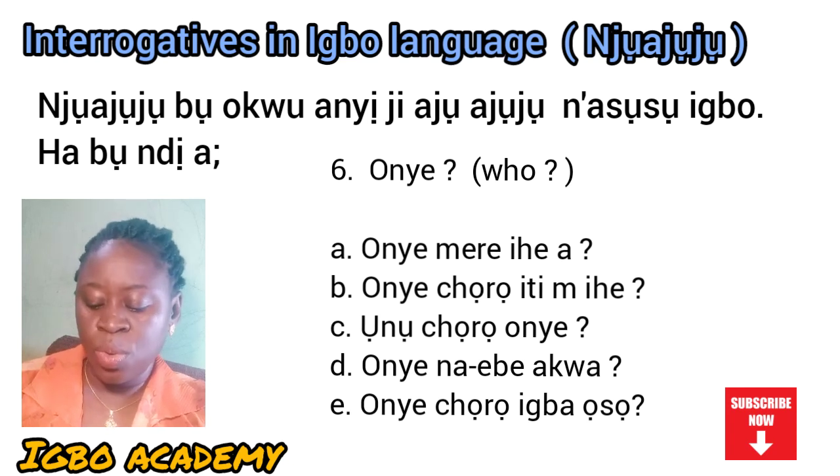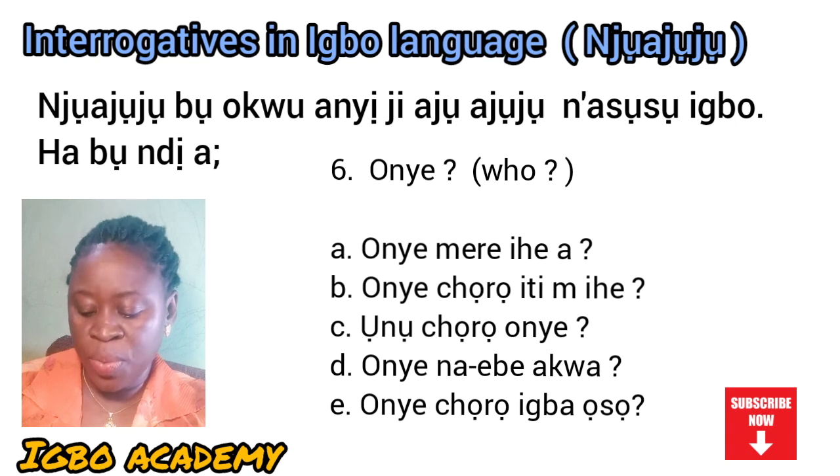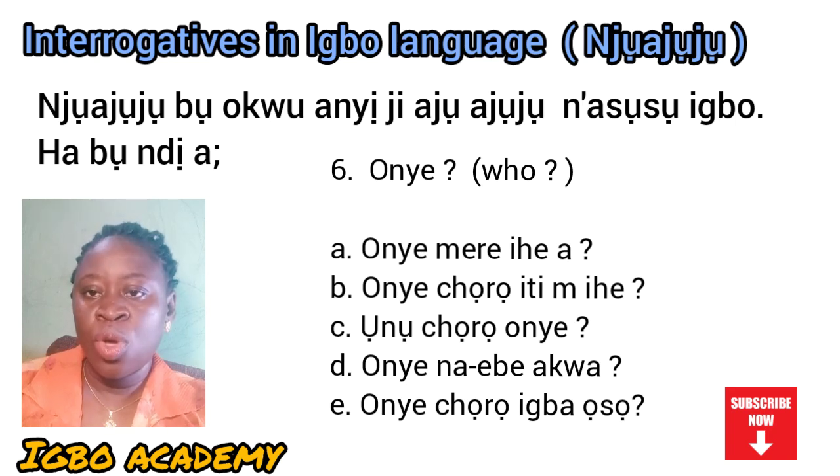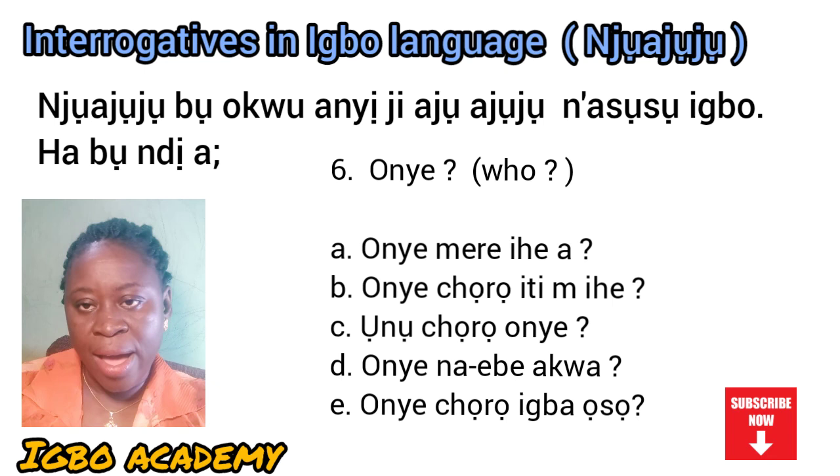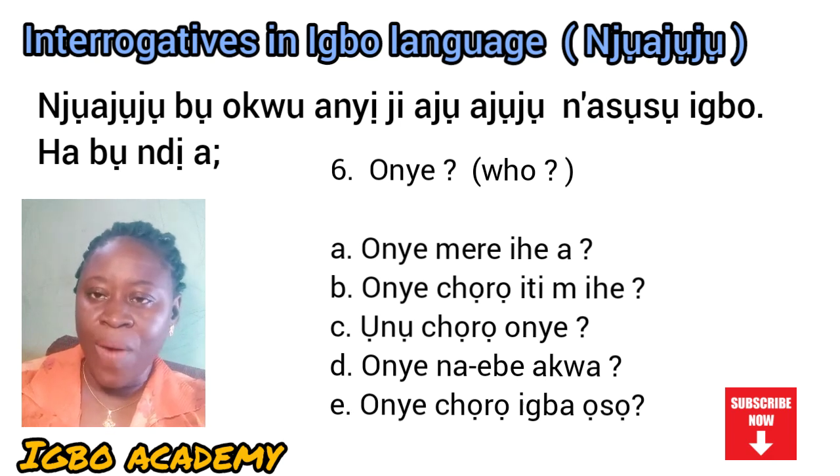The third example. Unu chọrọ onye. Who are you people looking for? The fourth example. Onye na-ebe akwa. Who is crying?